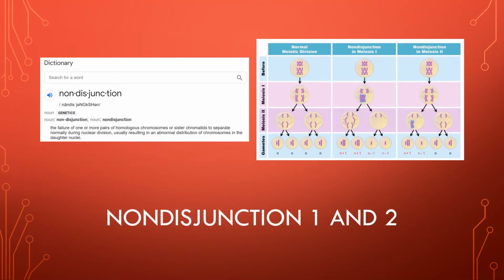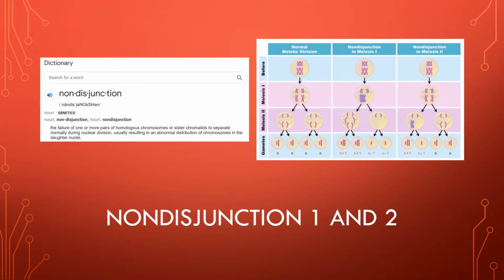One of the main errors that can happen in meiosis is called nondisjunction. It is the failure of one or more pairs of homologous chromosomes or sister chromatids to separate normally during nuclear division, usually resulting in an abnormal distribution of chromosomes in the daughter nuclei. Looking at this image, the normal meiotic division with metaphase has those chromosomes perfectly lined up in the middle, and then they are split evenly straight down.